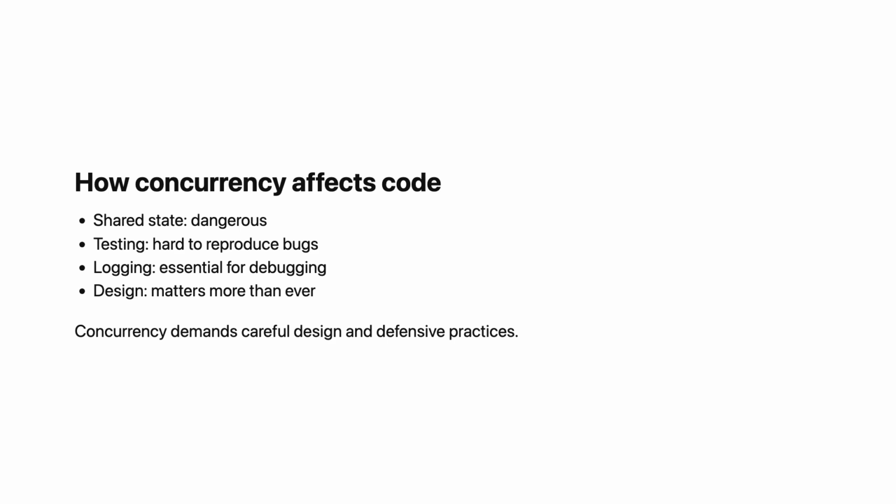Logging helps. When things go wrong, logs show what happened and when. Include timestamps and task identifiers. Design matters more. Poor concurrent design leads to bugs that are hard to find and fix.